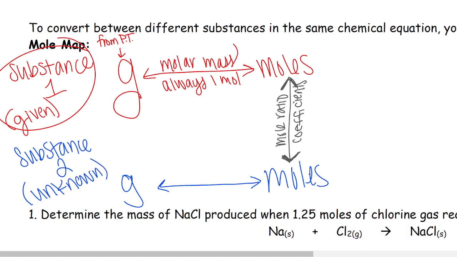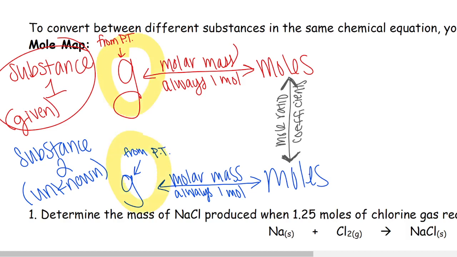What this means is this is what the question is actually asking us about. So again, between grams and moles of my other substance, I need to use molar mass. This is always 1 mole. And the number of grams of that second substance still comes from the periodic table. But notice that there is nothing connecting the grams of one substance to the grams of another substance. There is no way to get from grams of substance 1 into grams of substance 2. You have to go to moles to grams.